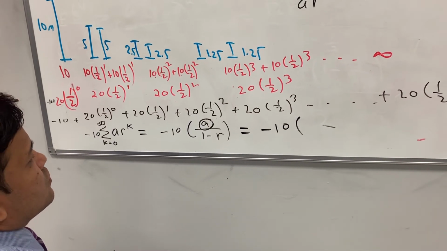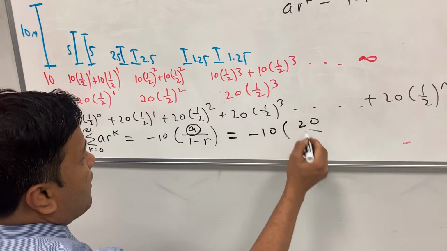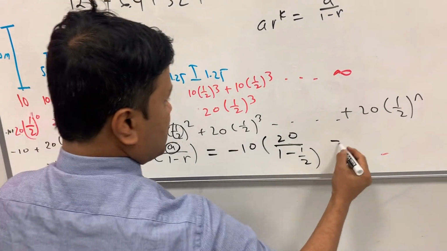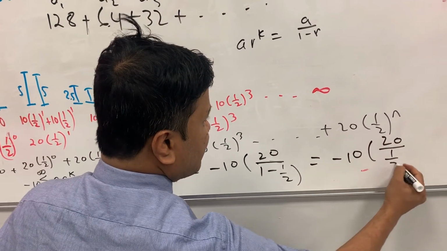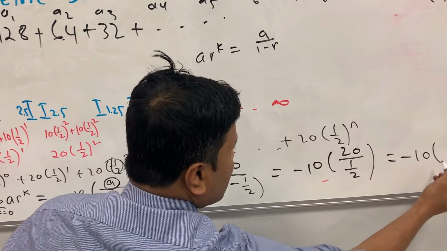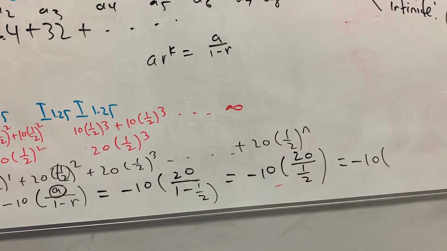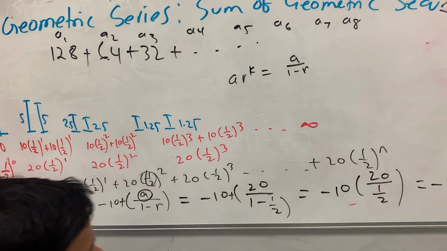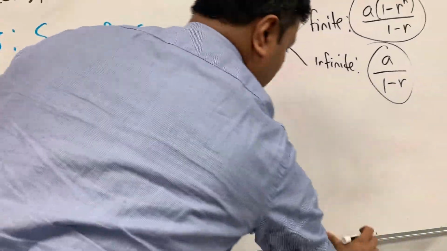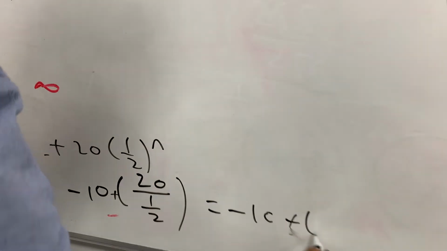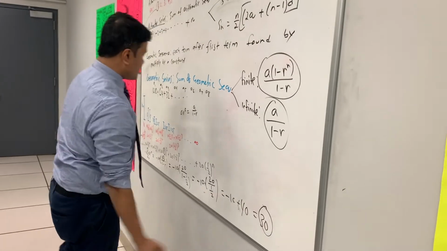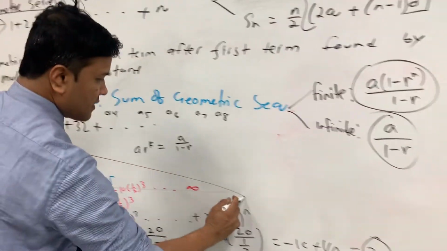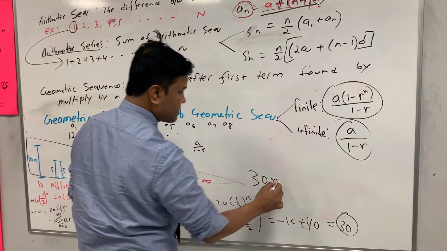20, and 1 minus r is half. So minus 10 plus 20 over half. So minus 10, this is plus. So there is a plus sign over here. So minus 10 plus 40, which is 30. So the tennis ball traveled in a vertical direction 30 meters.